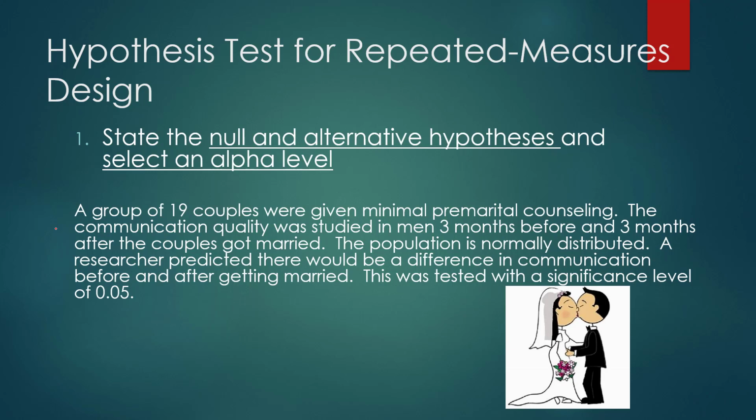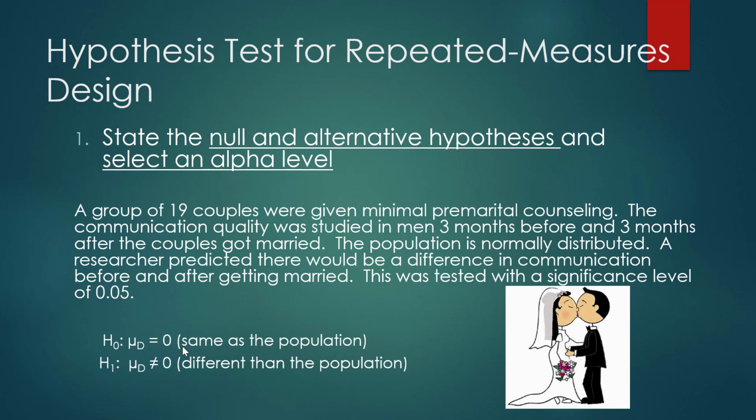So remember, we're talking about difference scores. So we're going to be talking about our hypothesis of our mu, our population difference score. Again, this symbol refers to the mean for the entire population of difference scores. And we wanted to say that there is no difference. The alternative hypothesis states that this mean for the entire population of difference scores is not going to equal 0, that there is going to be a difference.